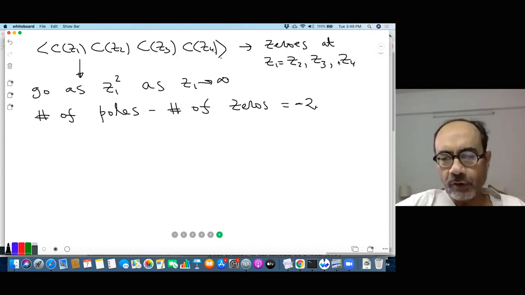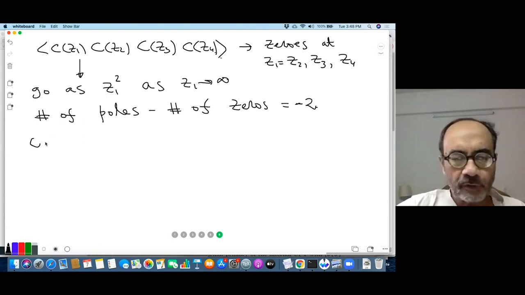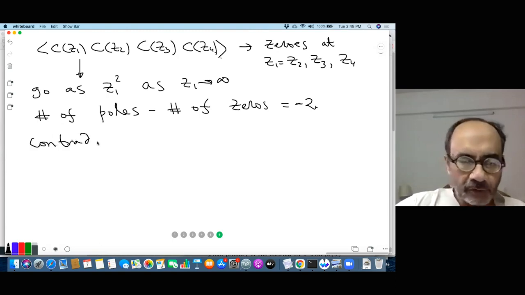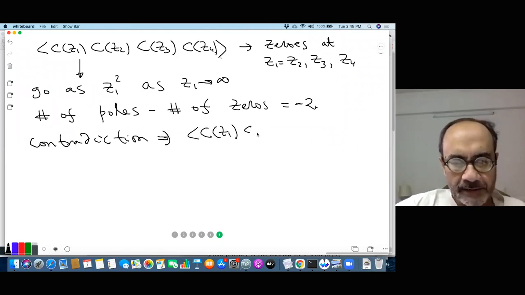So you see, we already have 3 zeros. And you cannot have any pole, because there is no B here, and that's the place where C becomes singular. So the number of poles is 0, and the number of zeros is already at least 3. So there is a contradiction again, because you cannot have -2. So this must vanish, which implies that you cannot even have more C's.